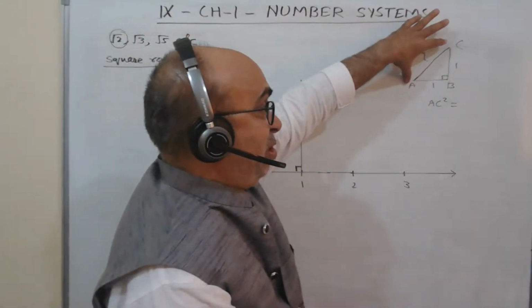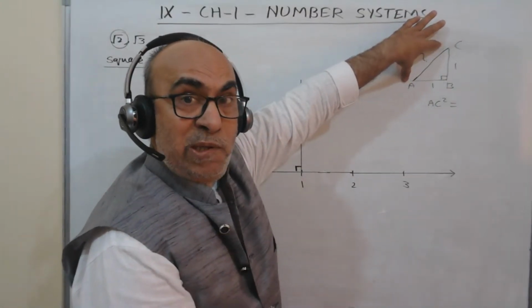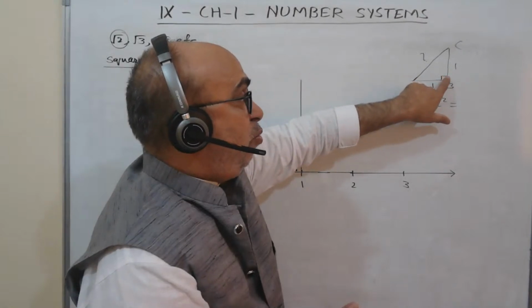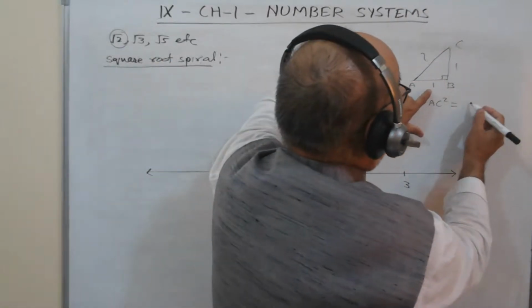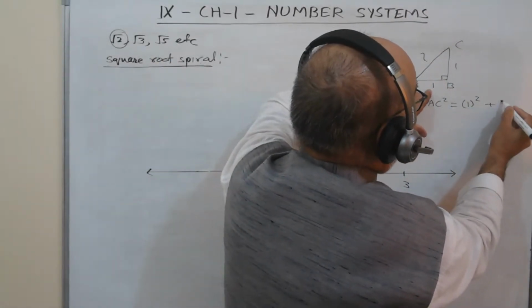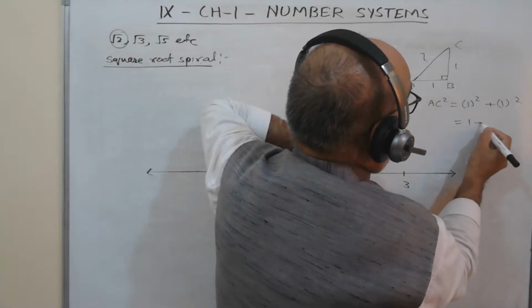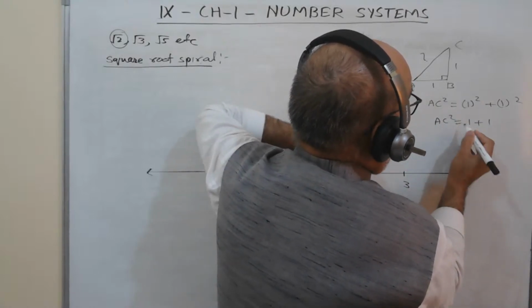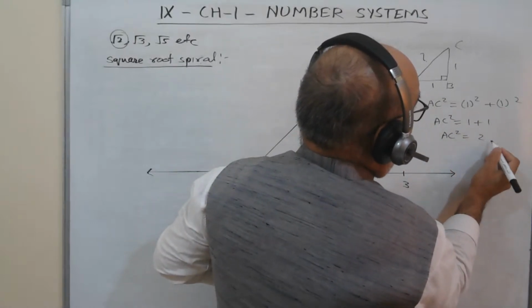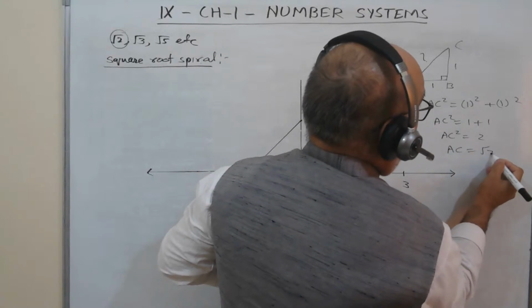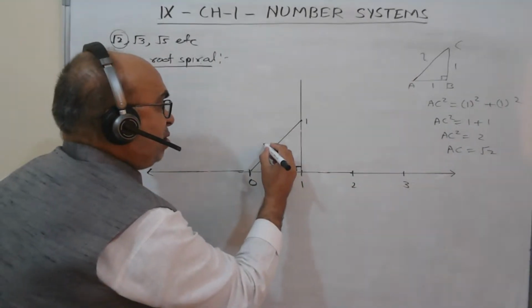So this is the hypotenuse. You must know what is the hypotenuse. It is the side which is opposite to 90 degree. It is equal to the sum of squares of the remaining two sides. So it is 1 plus 1. So AC square is 2. So AC equals square root 2. So this is square root 2.